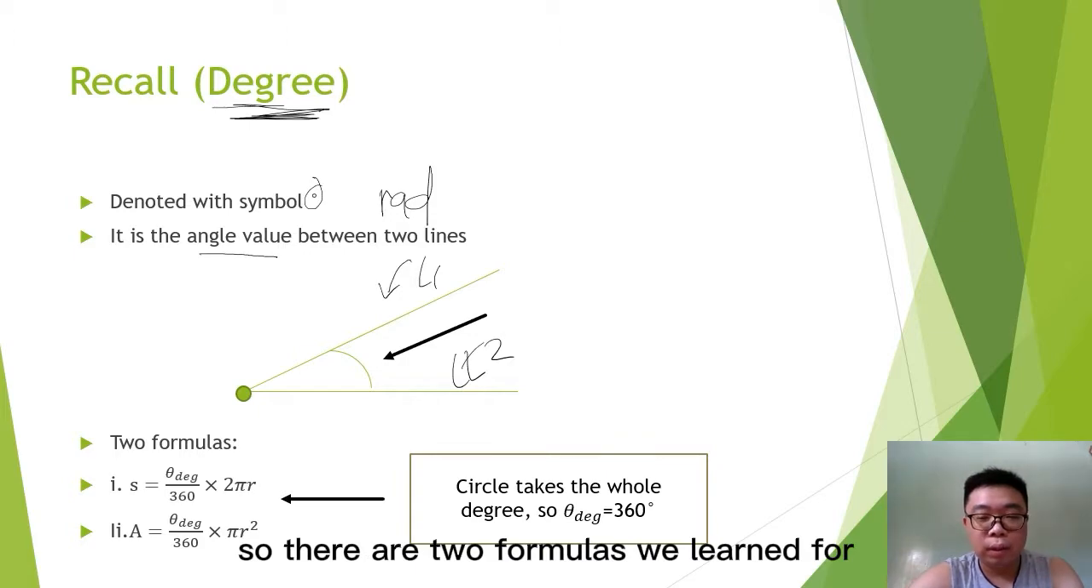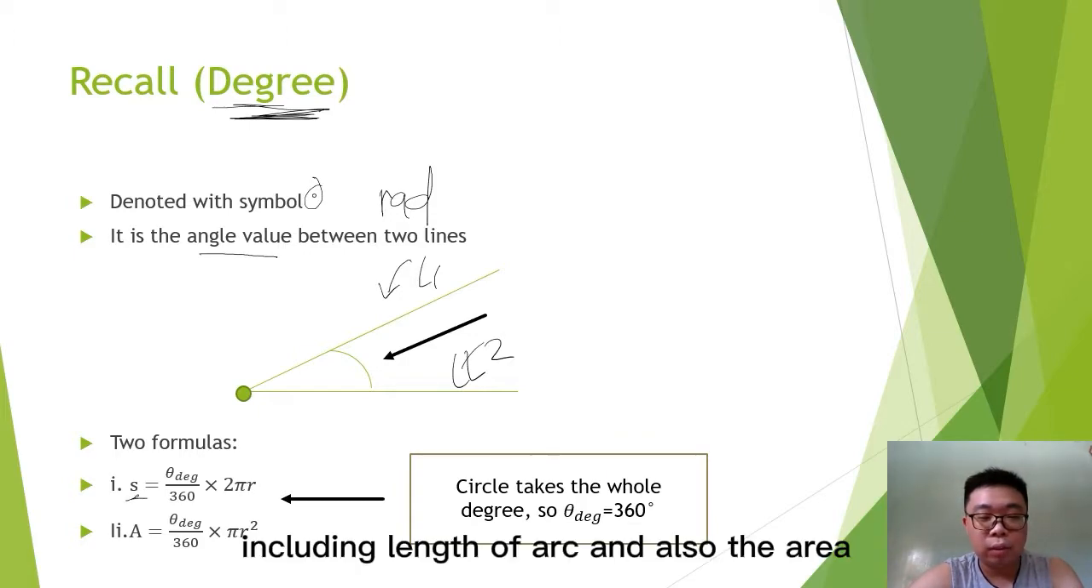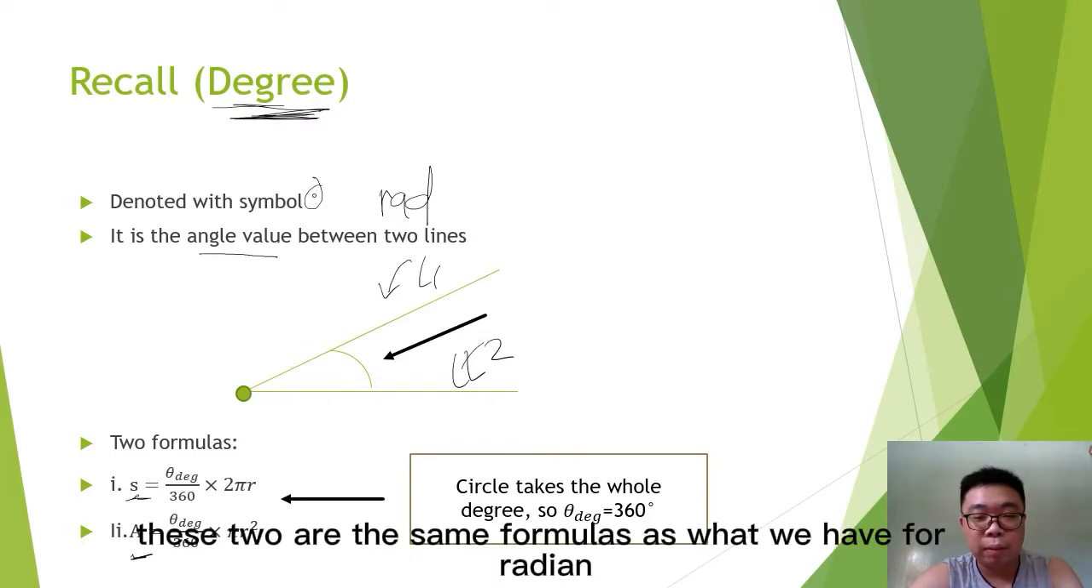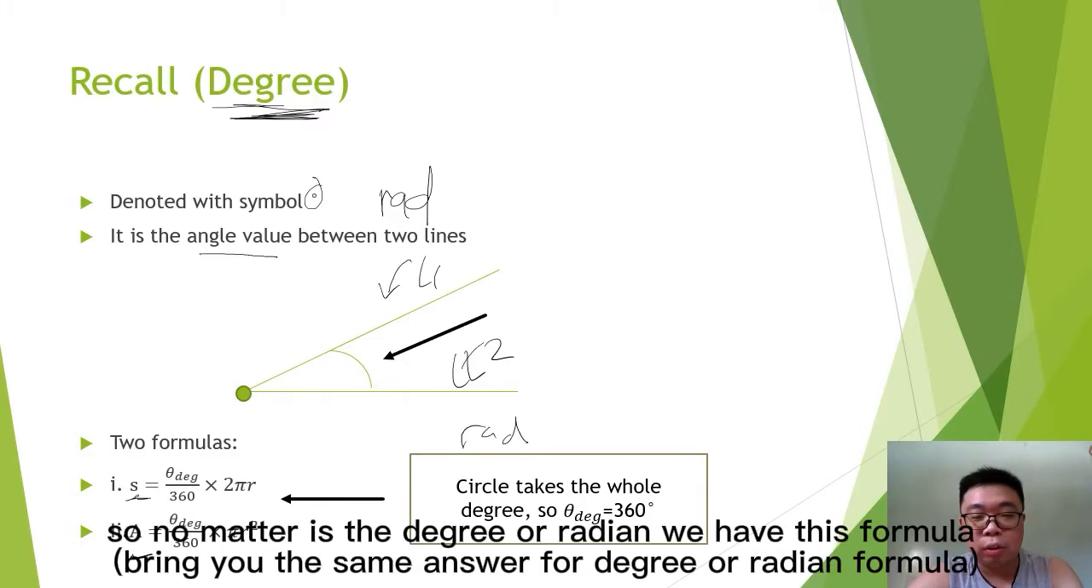There are two formulas we learned, for length of arc and also the area. These two are the same formulas as what we have for radian. So no matter whether it's degree or radian, we have this formula.